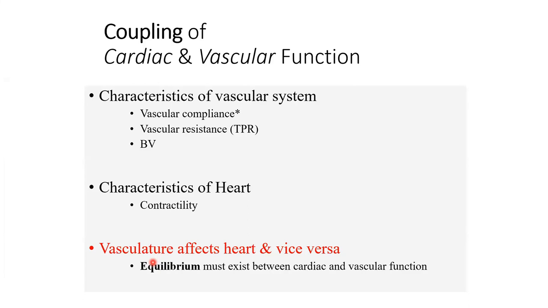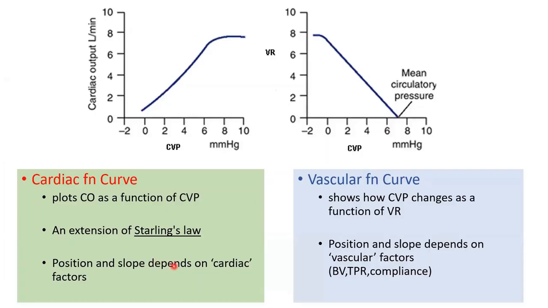And since cardiovascular is one system, we need to understand how these changes affect the cardiovascular system as a system. We have been discussing it separately, effects on the heart and separately effects on the circulation. Today, in the following three or so slides, we will discuss how these changes affect the cardiovascular system together. So we will look at basically two curves, and you need to be comfortable with these two curves. One is the cardiac curve, and the other is the vascular curve.